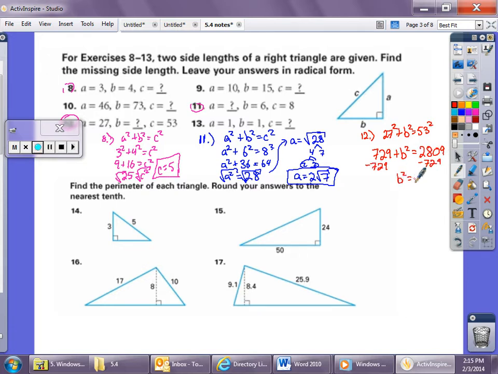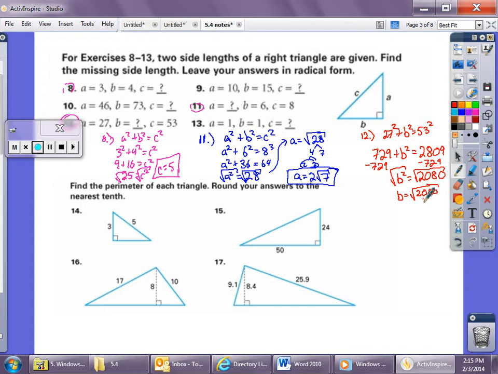So b squared equals 2,080. And then the next thing we have to do is take the square root of that. So b equals radical 2,080.